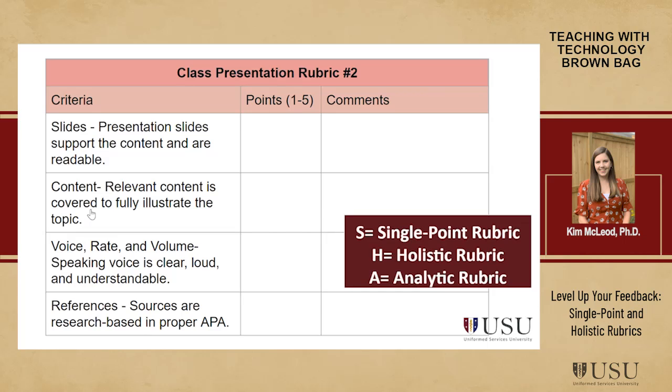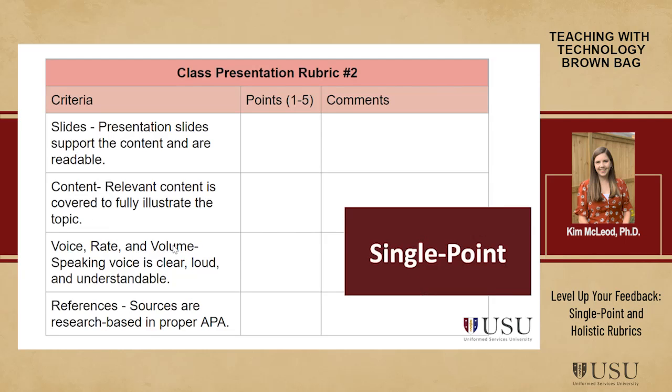Here's another example. Criteria are still on the left, comments are still on the right, but the center column now, instead of honors, pass, and fail, has points 1 to 5. This is also a single point rubric.